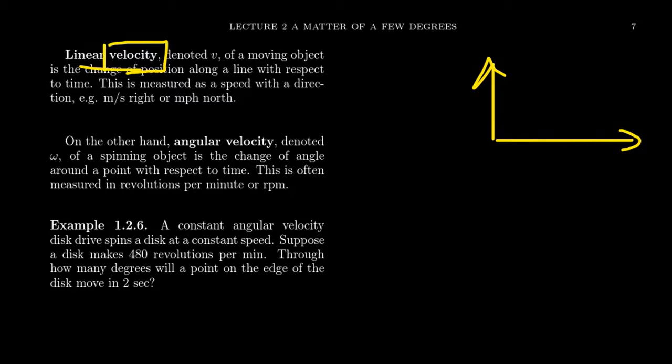And so linear velocity is the idea of velocity along a line. Linear velocity of a moving object is the change of position along a line with respect to time. And typically, linear velocity will be measured with a distance divided by time. So you might get things like meters per second or miles per hour. And there's a direction involved in that as well. But you take a length divided by time. That's how you measure linear velocity.